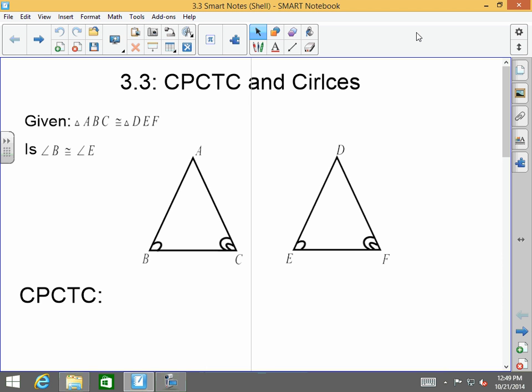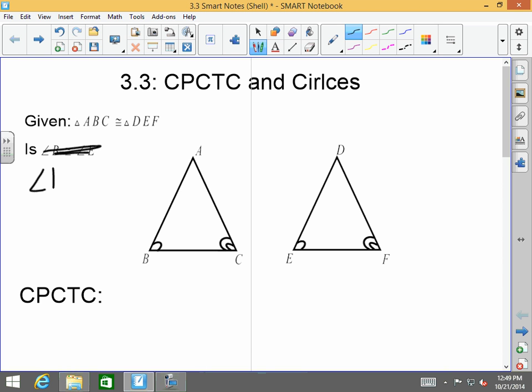If I tell you, given that triangle ABC is congruent to triangle DEF, okay? I kind of messed up here already. Sorry, guys. We know that B is congruent to E, but let me go ahead and just change this. Could I say that angle A is congruent to angle D? Would I be able to say that if I tell you that triangle ABC is congruent to triangle DEF? Yes, sir. Yes, you would be able to say that.